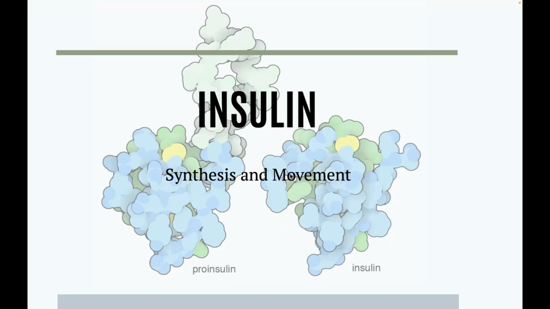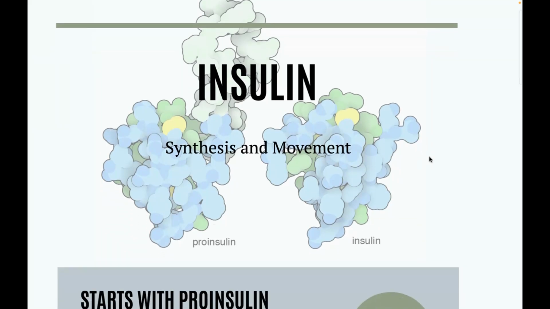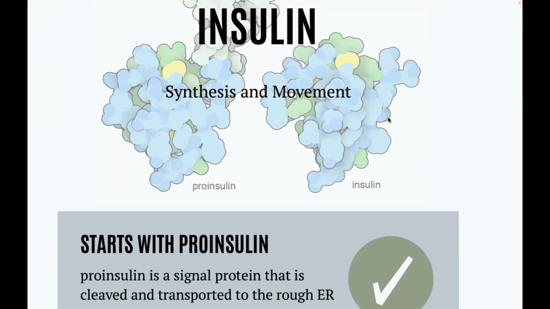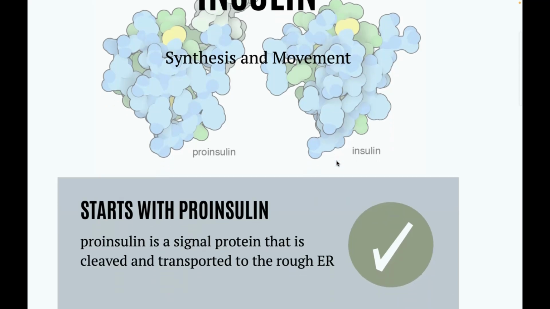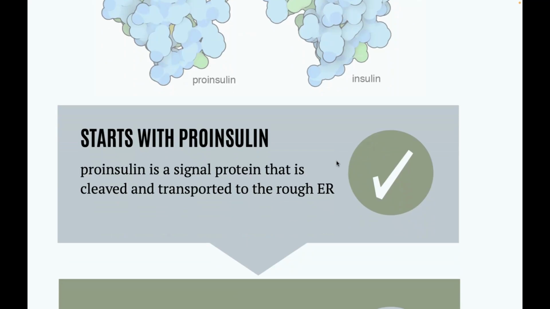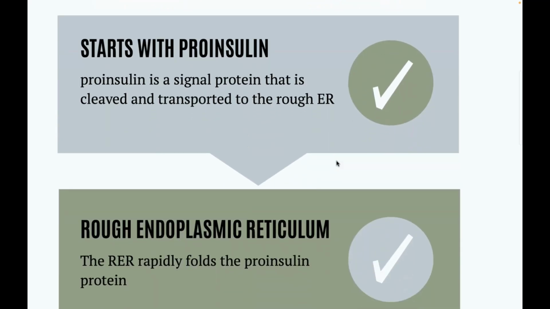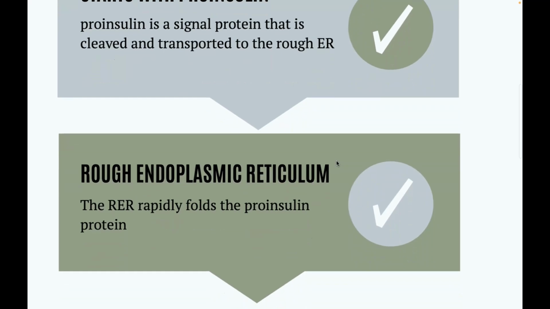Next, we have insulin. As you can see behind the word insulin, we have proinsulin and insulin molecules. To create insulin, we have to start with something that's called proinsulin. It's a precursor that's a signal protein that is cleaved and transported to the rough endoplasmic reticulum.